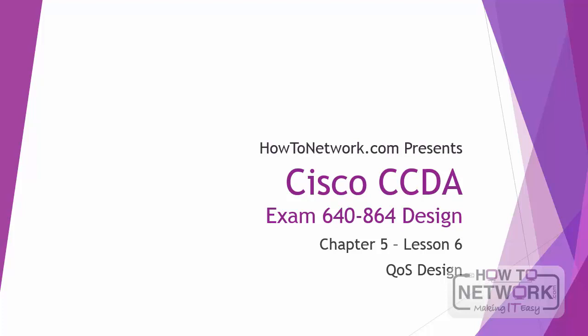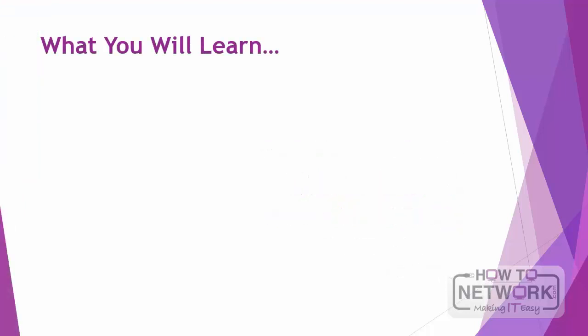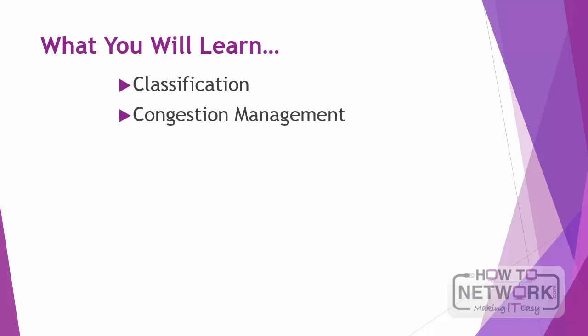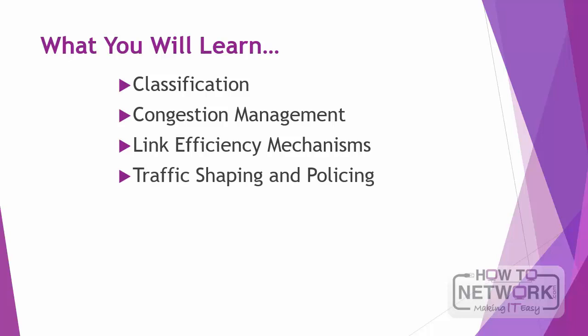Specifically, we're going to be going over the following categories of quality of service: classification, congestion management, link efficiency mechanisms, and then traffic shaping and policing.